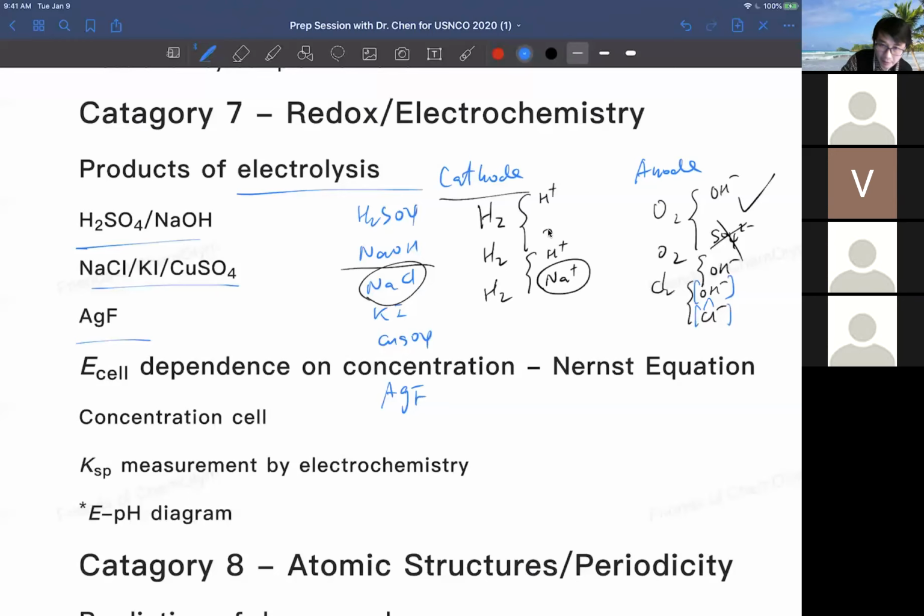Okay. Make sense? I think I don't need to explain further, because iodide is even easier to lose electrons than chloride, based on periodicity. Cathode has reduction, anode has oxidation. So I think we can answer your question.